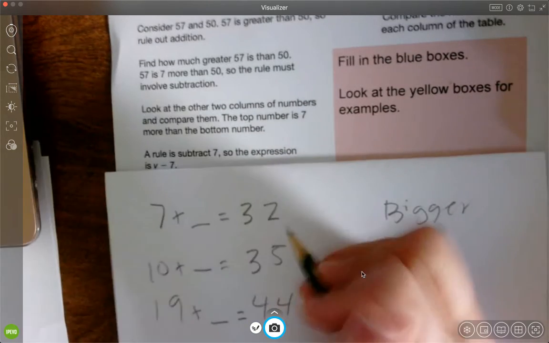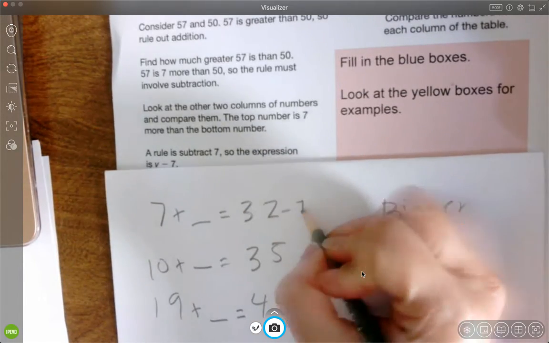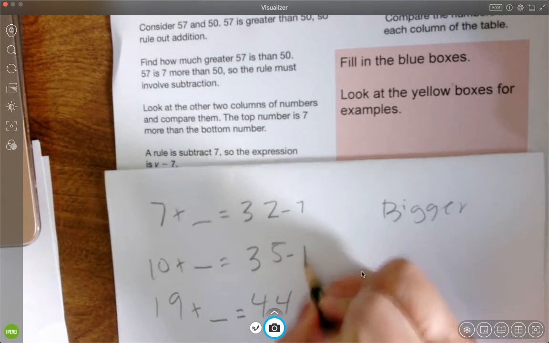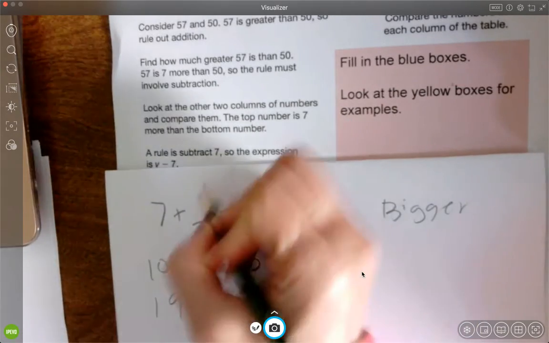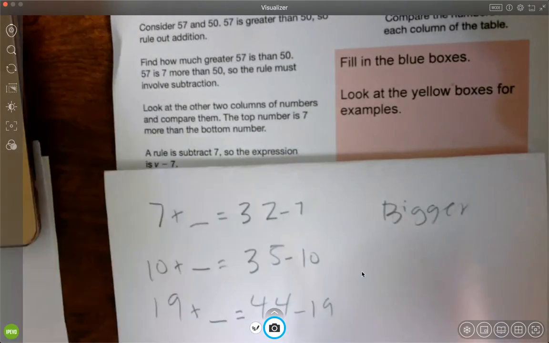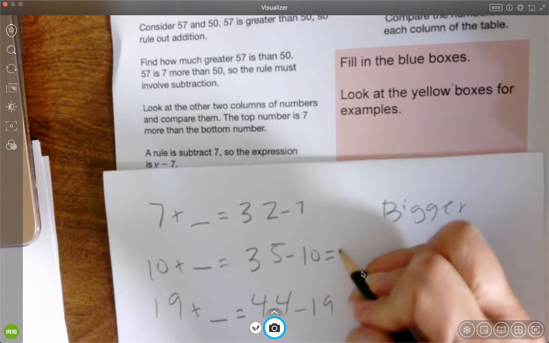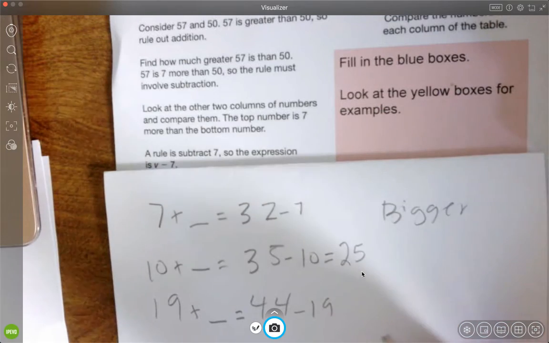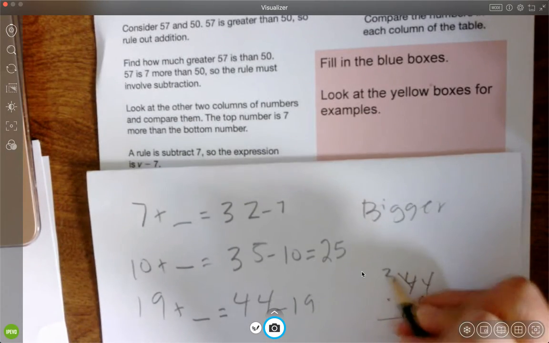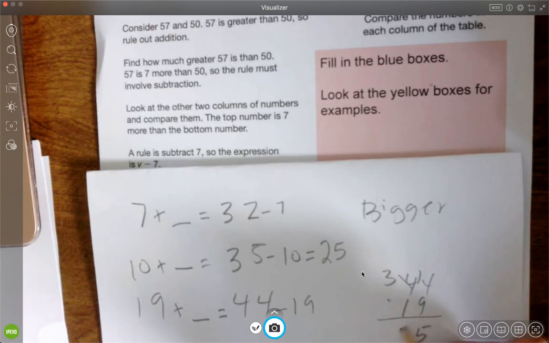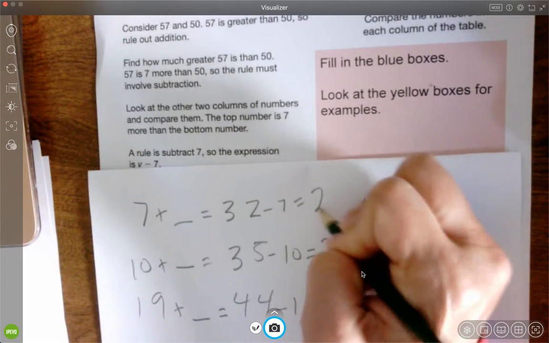Remember, the opposite of addition is subtraction. So I could do 32 take away 7, or 35 take away 10, and I could put this on the other side to find that number, right? I know this one I can do easily in my head. 35 take away 10 is 25. And if I did 44 minus 19, I could stack it up and I would get 25. So I'm guessing this one is also going to be 25.